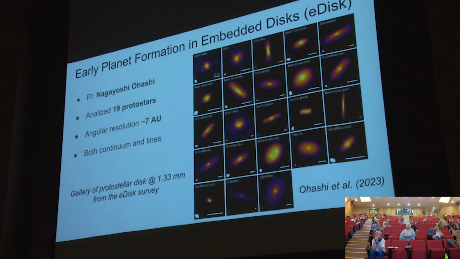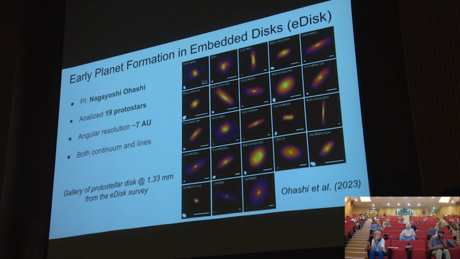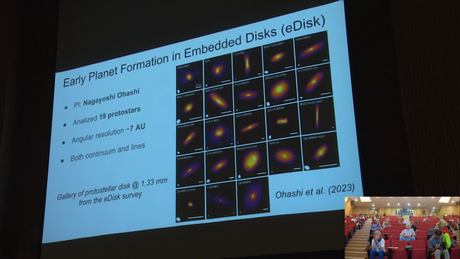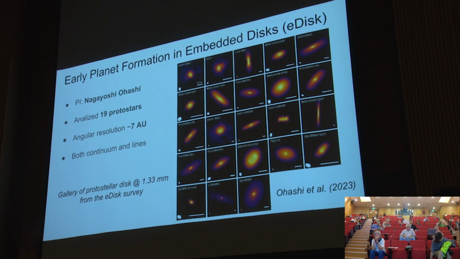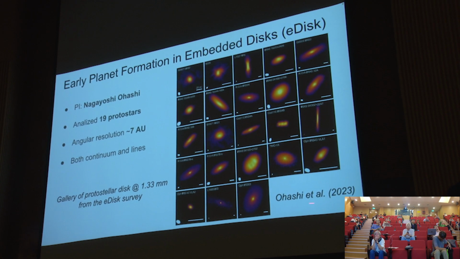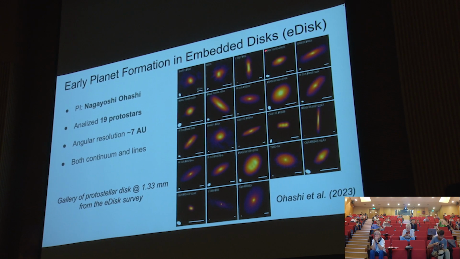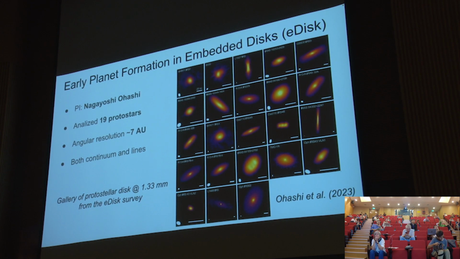So the eDisk program, as led by Professor Ohashi, observed 19 protostars with an angular resolution of about 7 AU, both in continuum and line. Here I'm showing a gallery of eDisk results from Ohashi et al. in 2023, so these were recently published. And what I'm focusing on is this particular protostar, IRS 16253, which is a very low luminosity protostar.